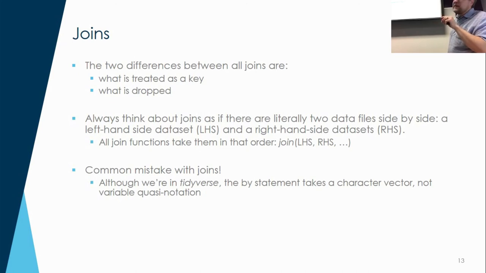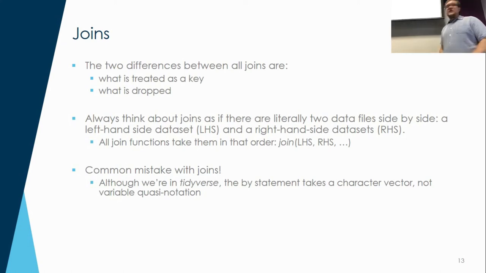They're always phrased that way, left-hand side first. Common mistakes with joins: even though we are in tidyverse, the by statement in a join takes a character vector. That's a real common thing to forget, because you're like, oh, I've just been referring to all these variables by typing their name out. When you do a join, it needs a character vector specifically.